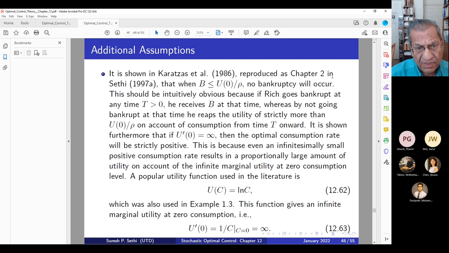Karatzas's law shows that when B is less than U0 divided by rho, no bankruptcy will occur. Because remember what happens when your wealth is zero, then you consume zero all the way from that up to infinity. And the utility of that is U0, and the present value of that is U0 divided by rho. So if you take the present value of U0 all the way from here to infinity, it is 1 divided by rho times U0. So if I get less than B, then you don't want to go bankrupt.